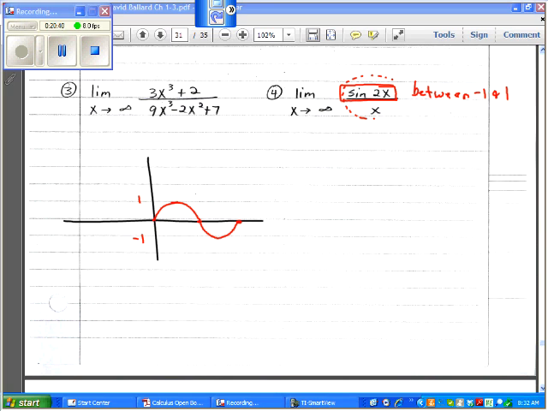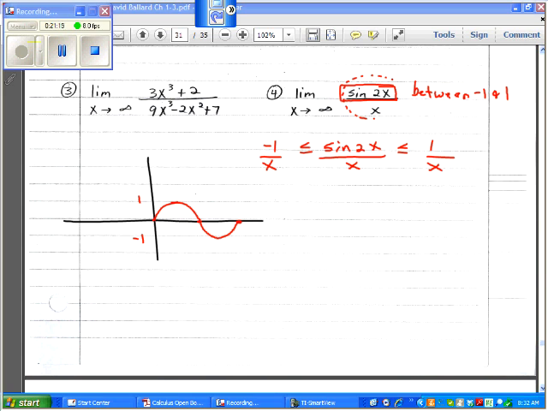So we could think of this as a squeeze theorem. If the sine of 2x is going to be somewhere between -1 and +1, then the sine of 2x over x is somewhere between -1 over x and +1 over x, right? You understand what we've done? So we're applying the squeeze theorem to try to prove what sine 2x over x is.